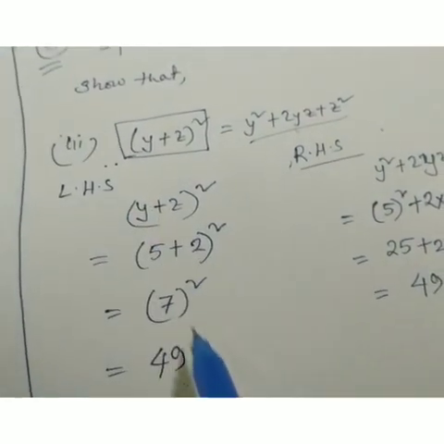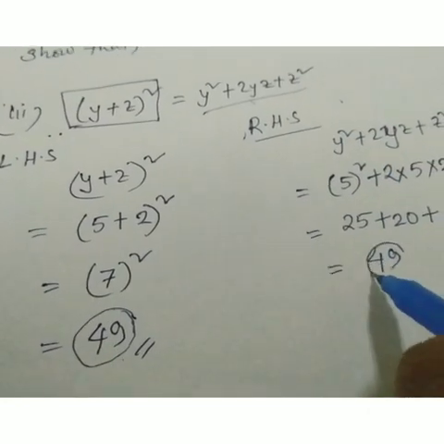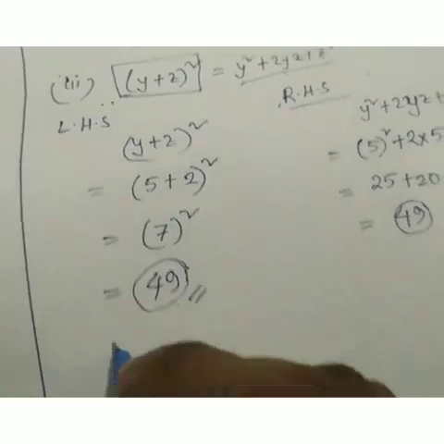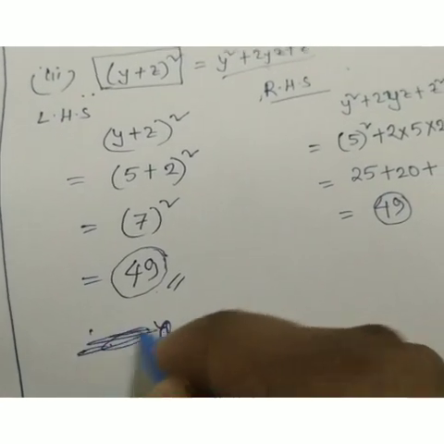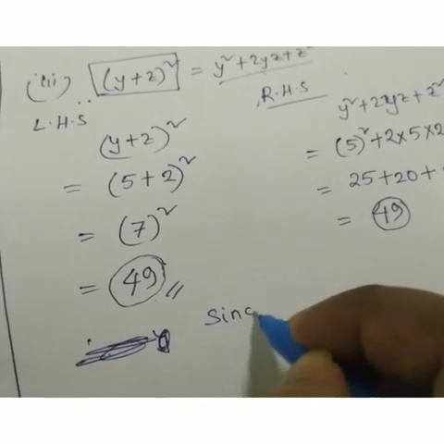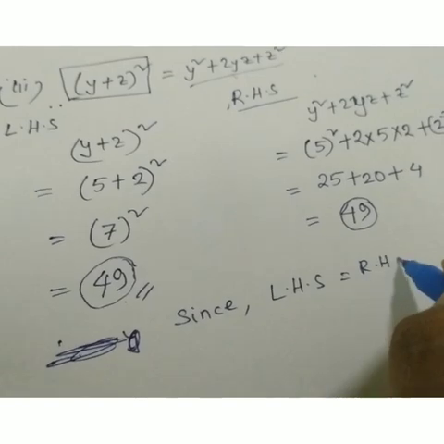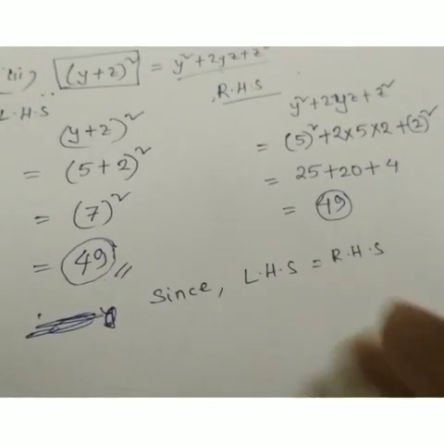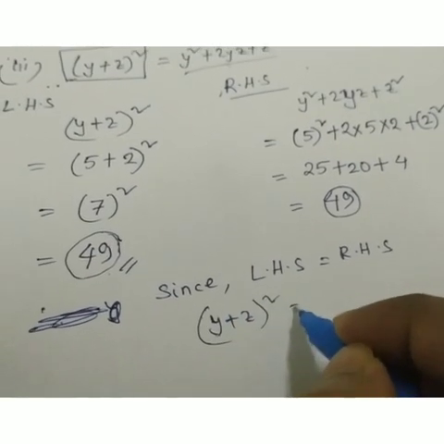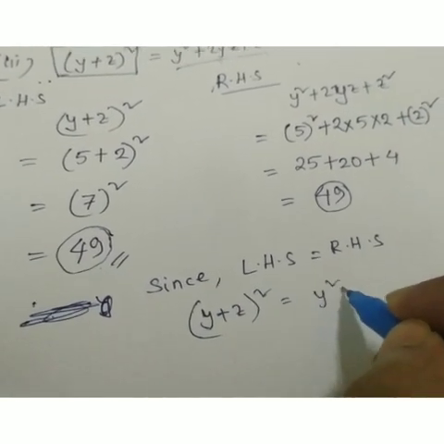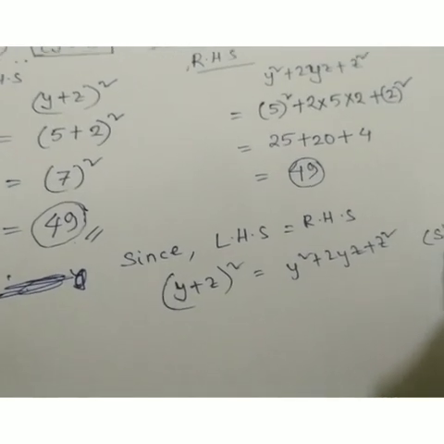So you see, my left hand side the value was 49 and my right hand side the value is also 49. So we can write, since left hand side equals right hand side, y plus z whole square equals y square plus 2yz plus z square, shown.